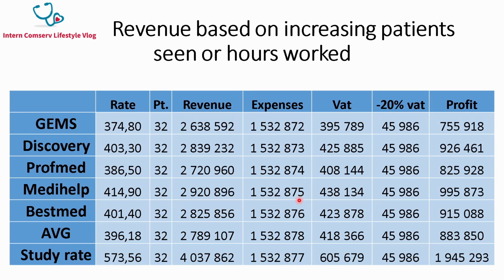Let us now look at increasing the patient numbers or increasing the hours worked. If we're seeing 15 minutes per patient, and a GP has to work an 8-hour day and see more patients, that's 32 on average. That means he would have to decrease the consultation time to about 12 minutes, and then he would be able to see 755,918.